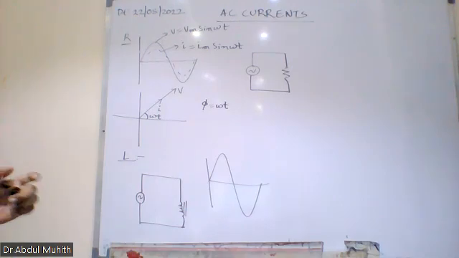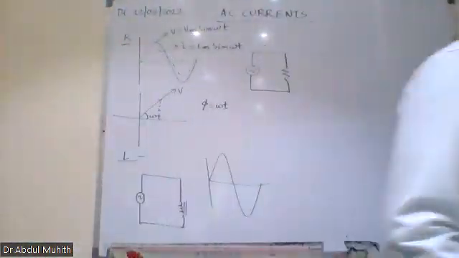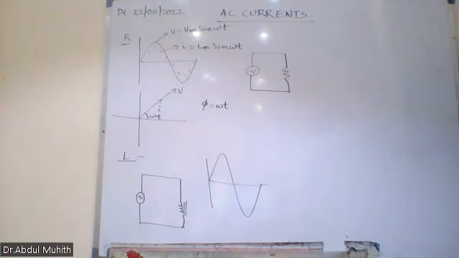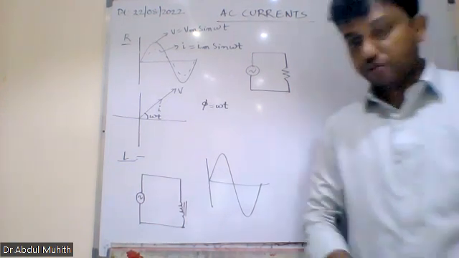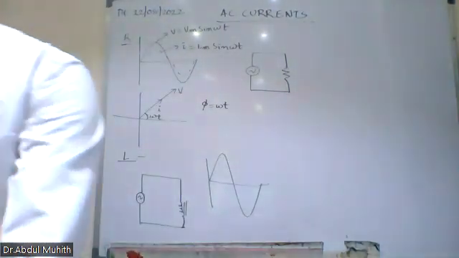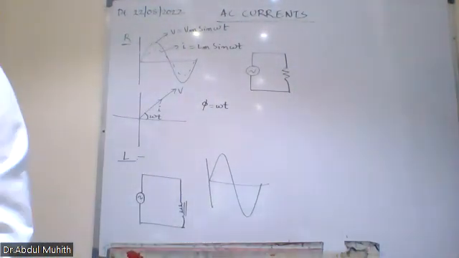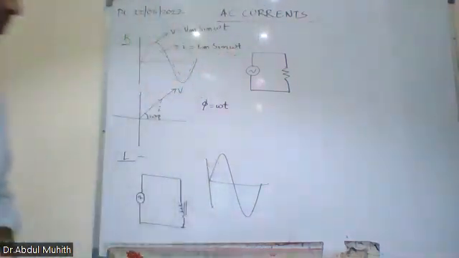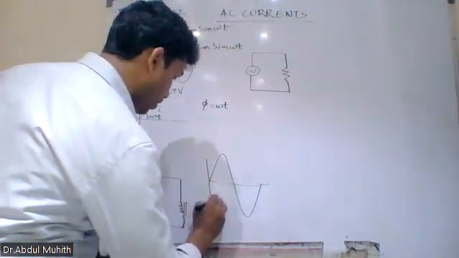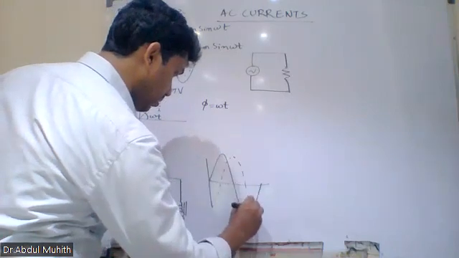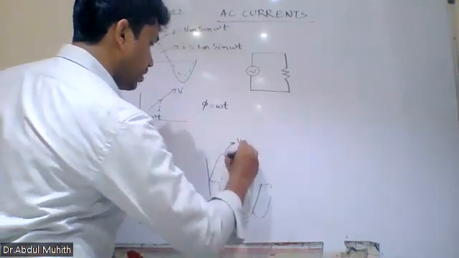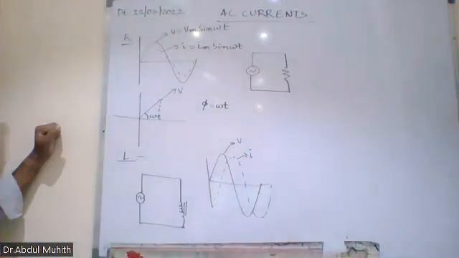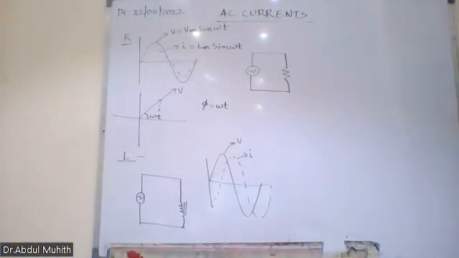What will happen now when I connect a voltage to an inductor in AC? So it will become slower, right? It will lag. It will be lagging by 90 degrees. So this is the voltage line and this is the current line. They both will lag by 90 degrees. Is that clear?